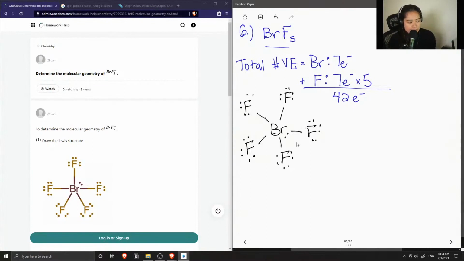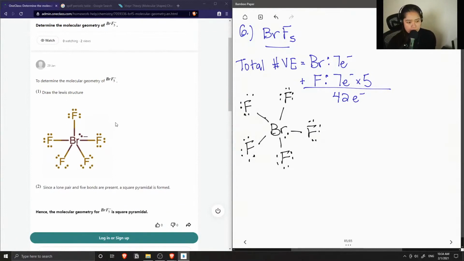And now it has a full octet, or it has the total number of valence electrons. The bromine actually doesn't follow the octet rule, but it's able to expand its d orbital to fit in more electrons. So I think for this question, they meant for the compound to be neutral.